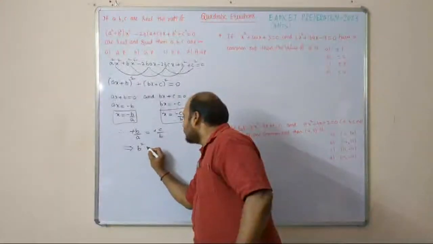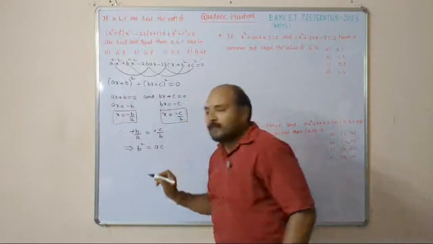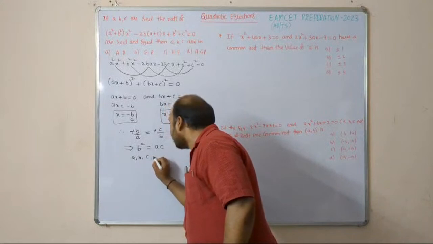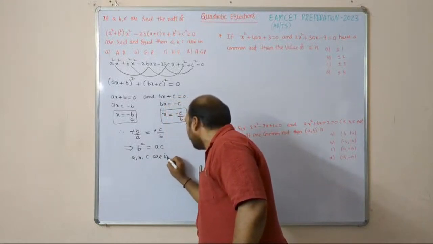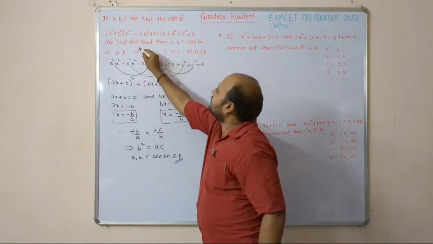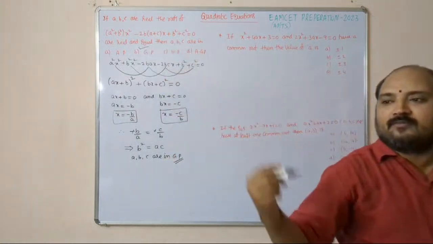b square is equal to ac. Whenever b square is equal to ac, a, b, c are in geometric progression. I hope you understand, students. So the answer is geometric progression.